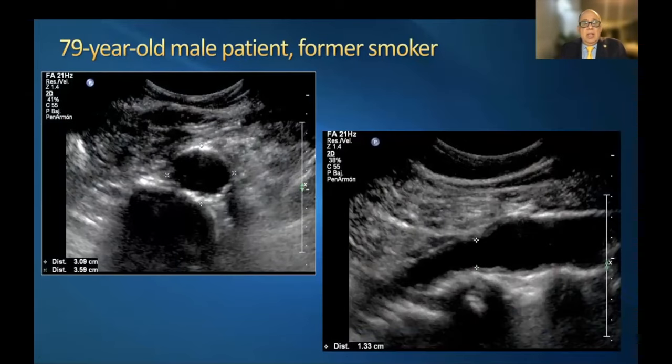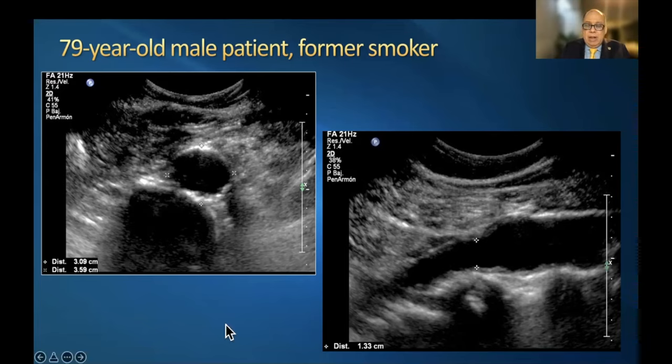Let's see this case. It's a 79-year-old male patient, former smoker. Here we have in transversal the measurements, 3.09 and 3.59 in transversal. We have the criteria equal or more than 3 centimeters. We have the diagnostic ready here.